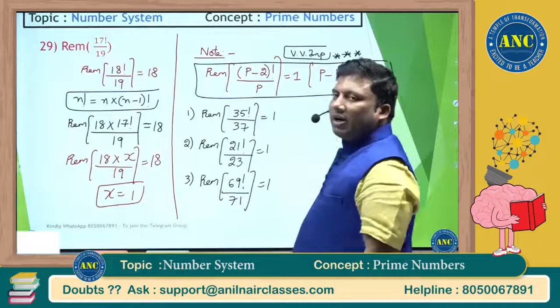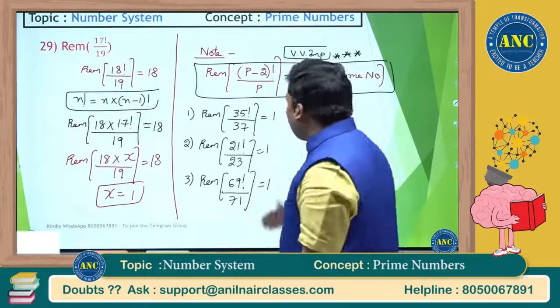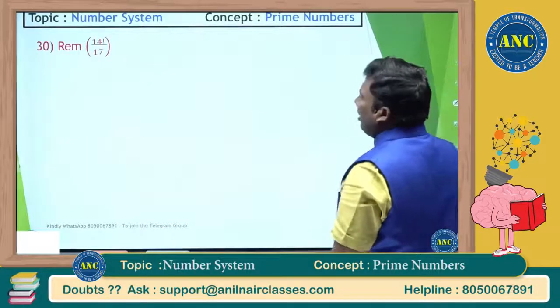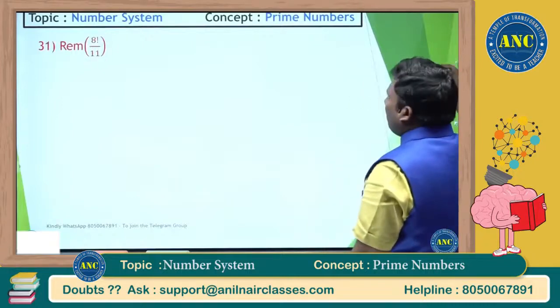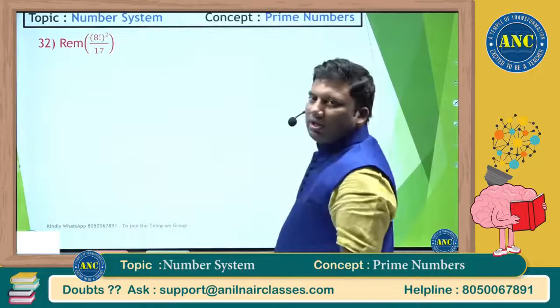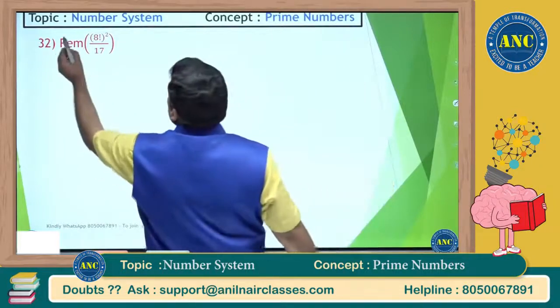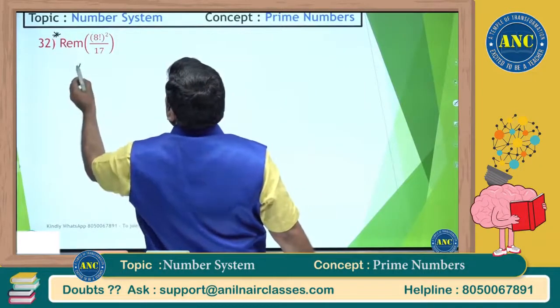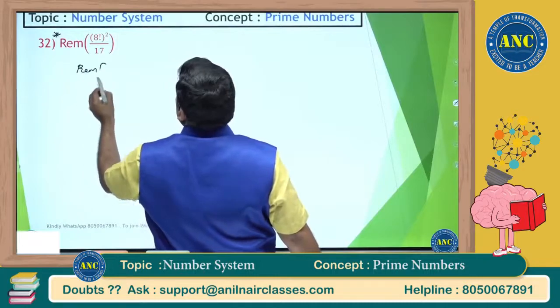P minus 2 factorial divided by P, it is 1. From here, some very, very good questions can be developed. Now see here. Let me solve this question. Reminder, please put a star mark, sir. The question: 8 factorial whole square.